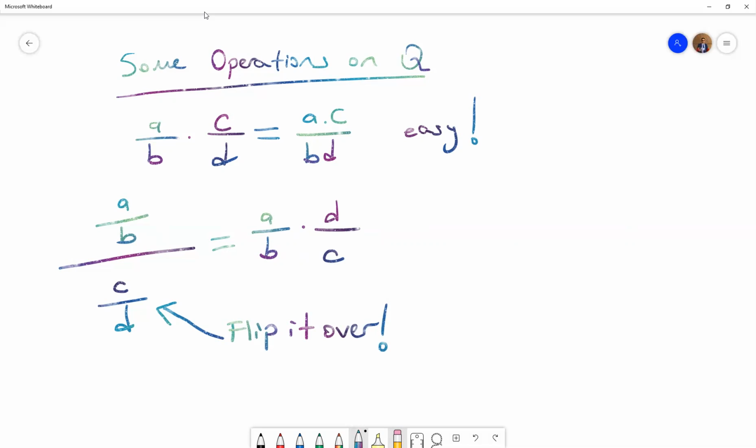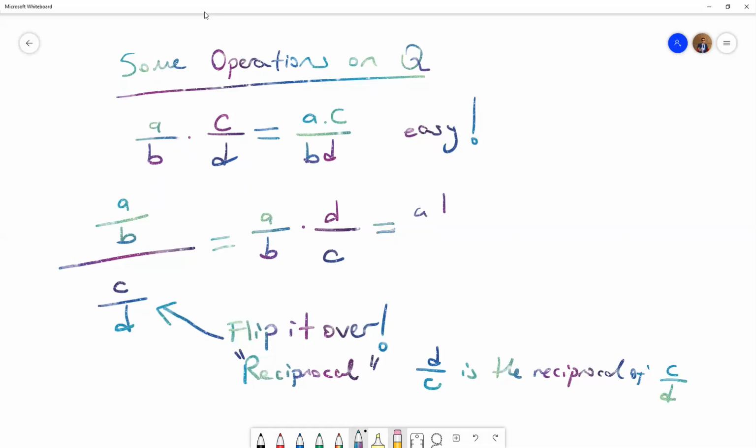What we mean by reciprocal: the reciprocal of c over d is d over c. So we use this one, then multiply it again, giving ad over bc. It's also an easy one.